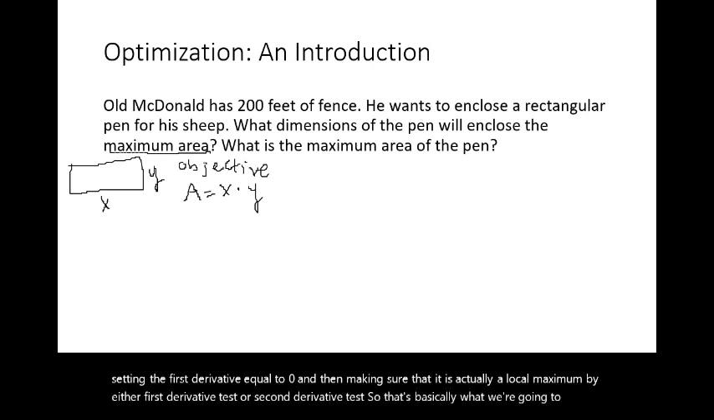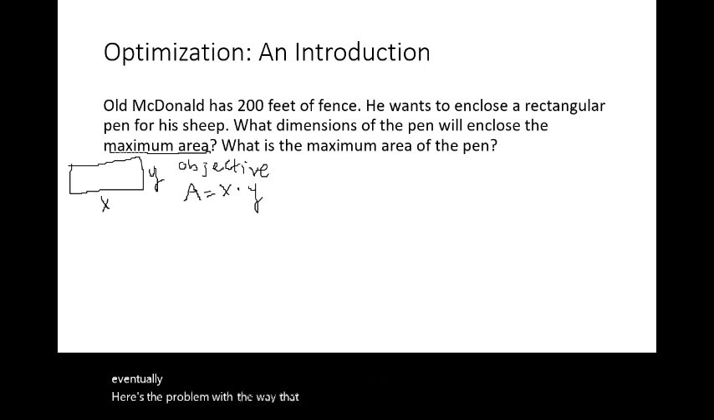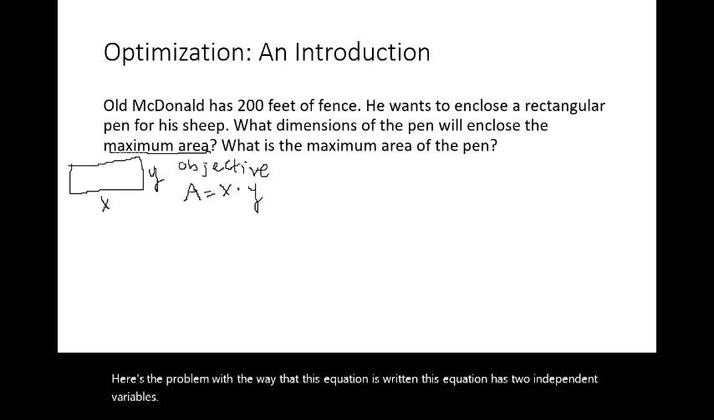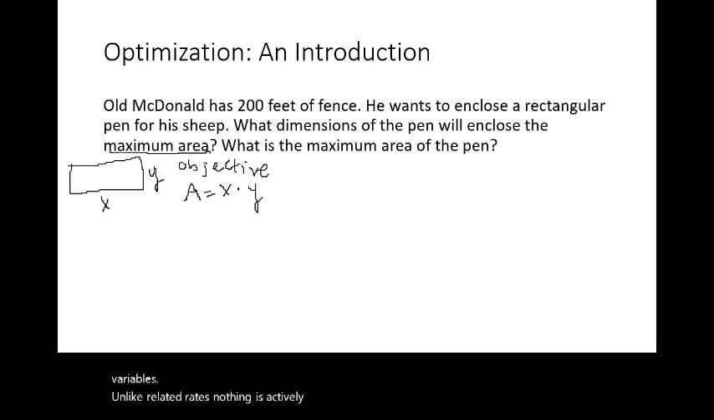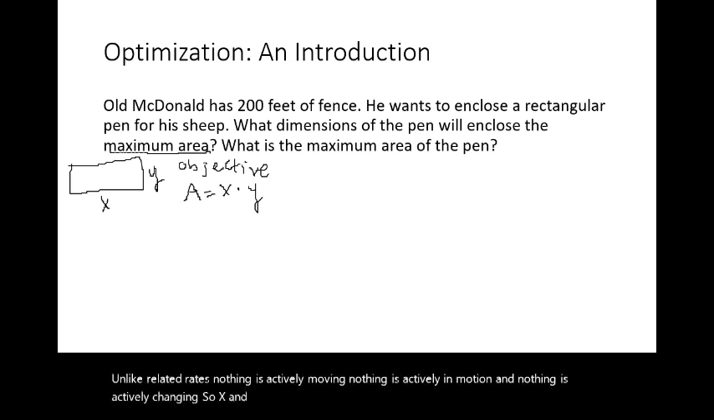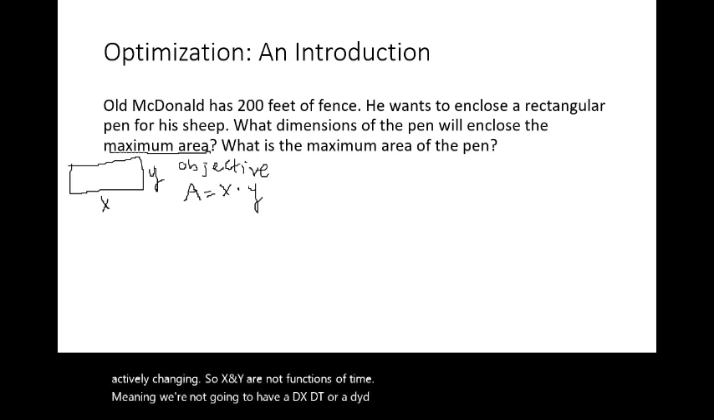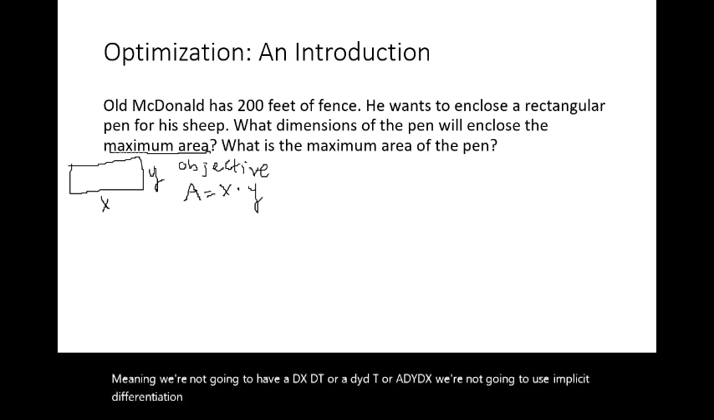Now, here's the problem with the way that this equation is written. This equation has two independent variables. Unlike related rates, nothing is actively moving, nothing is actively in motion, and nothing is actively changing. So x and y are not functions of time. Meaning we're not going to have a dx dt or a dy dt or a dy dx. We're not going to use implicit differentiation for this. We have two independent variables. And this is single variable calculus, which means that we can't take the derivative as is.